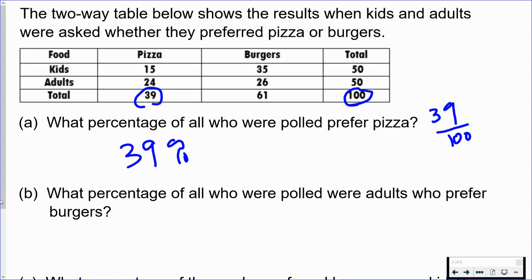Part B, what percentage of all who were polled were adults who prefer burgers? Okay, so this one is still out of all who were polled, so it's still out of 100, but this is a lot more specific. This says adults who preferred burgers. Okay, so let's look at the adults row and the burgers column. So there are 26 adults who prefer burgers. So that is a percentage, 26%.